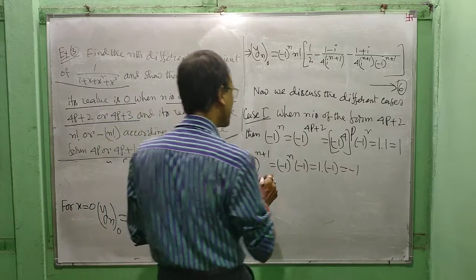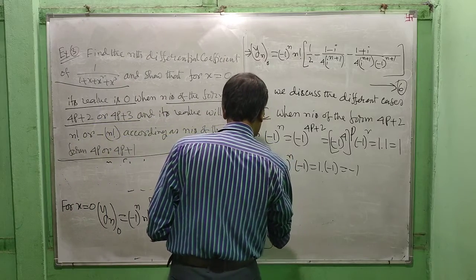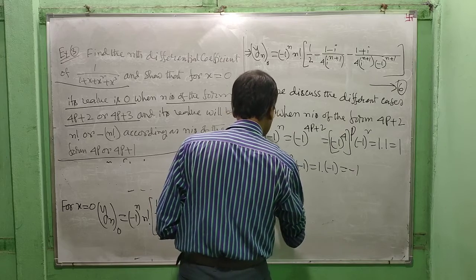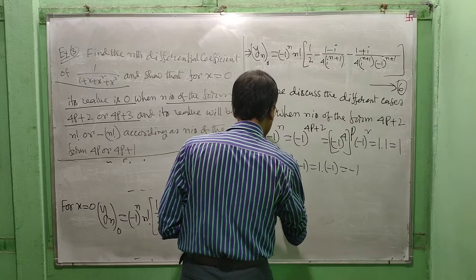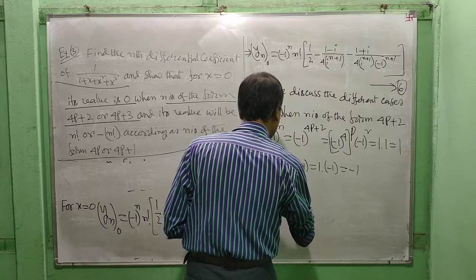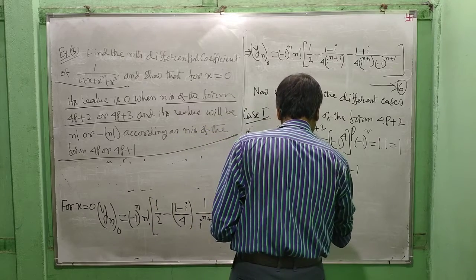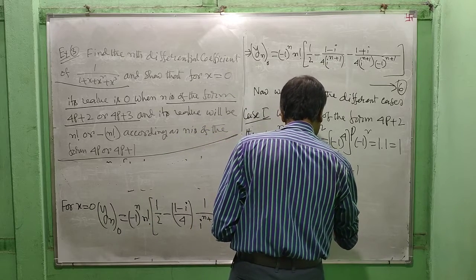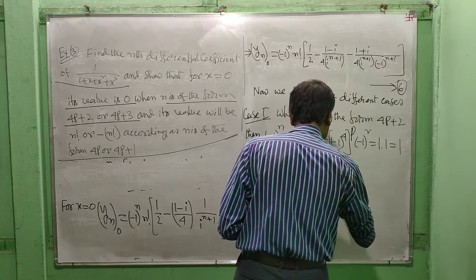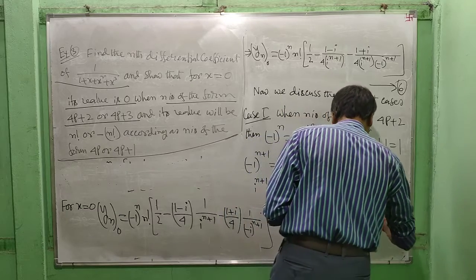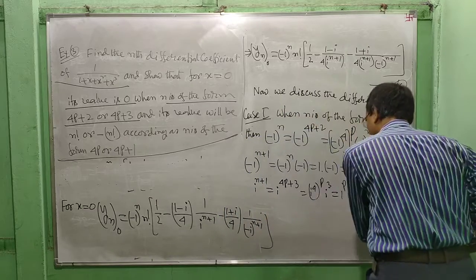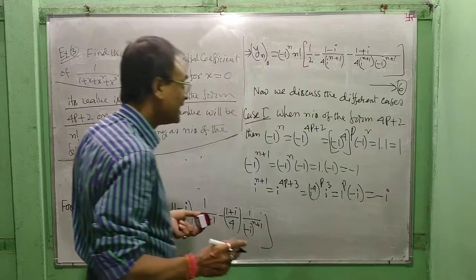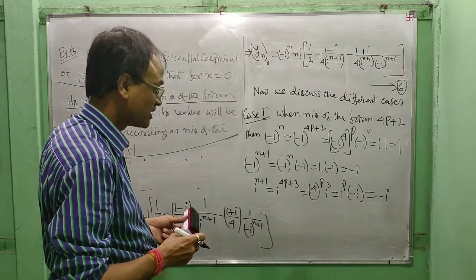Also, i to the power n plus 1 is equal to i to the power 4p plus 3. This is equal to i to the power 4 whole to the power p into i cube, which is 1 to the power p into minus i. This is equal to minus i. It will be minus i. So i to the power n plus 1 is equal to minus i.